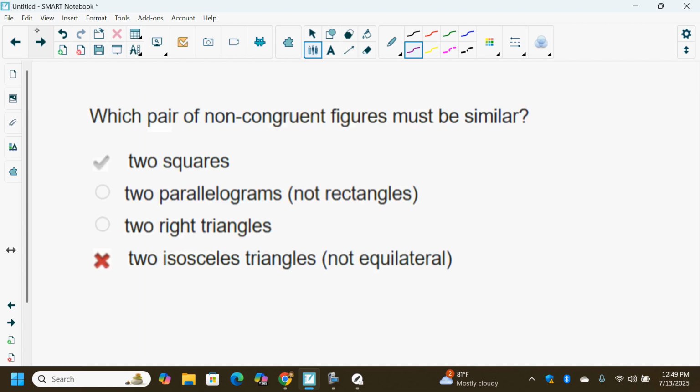Okay, which pair of non-congruent figures must be similar? Squares are always similar no matter what. They have 4 equal sides, 4 equal angles. No matter how big or small I make them, they're going to be similar to each other because they would make the same ratio. Two isosceles triangles do not have to be similar because their ratios can be different, because there's one side that's different. If they were equilateral, then they would be similar.